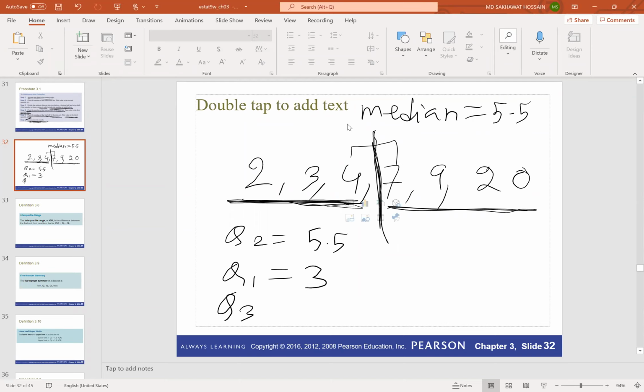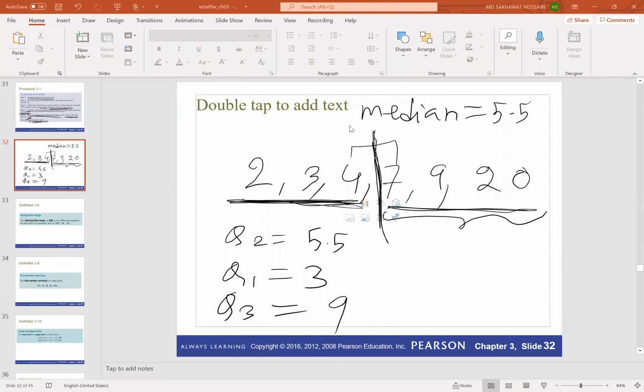So what is Q3? The middle value of these three numbers, right? So what is the middle value of these three numbers? 9, yes. That's correct. So our Q1 is 3, Q2 is 5.5, and Q3 is 9. So that's our quartiles.